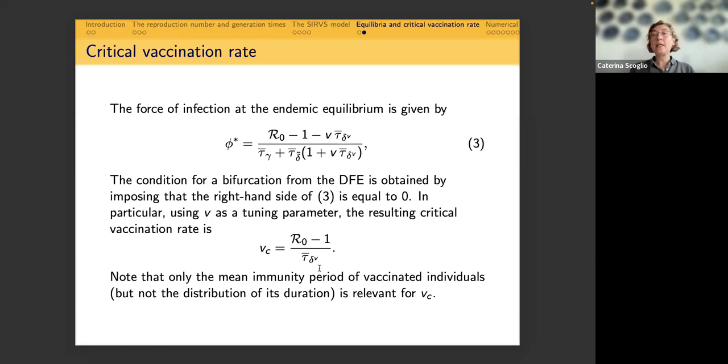This is why we said at the beginning that if we want to compute the critical vaccination rate, we don't need a Markovian model, because this expression, at least theoretically, but we checked also the results of the simulation, does not depend on the distribution of the immunity period, but only on its mean value. So it's going to be R naught minus 1 divided by the mean immunity period of vaccinated individuals.